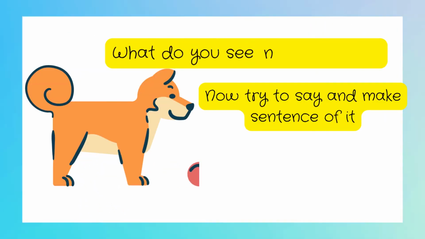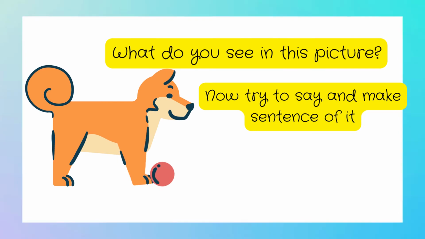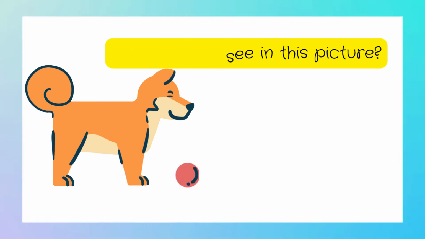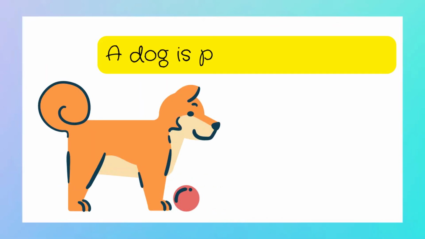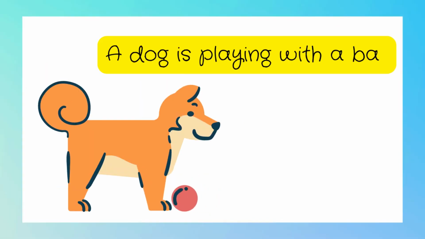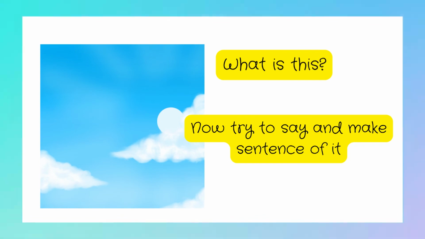What do we see here? Let's try and make a simple small sentence out of it. A dog is playing with a ball. What is this? Let's try to make a sentence. The sky is blue.